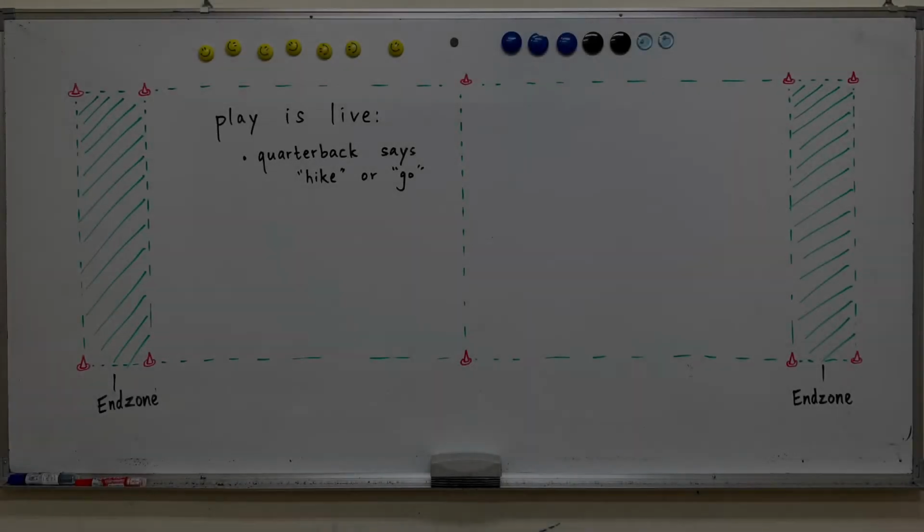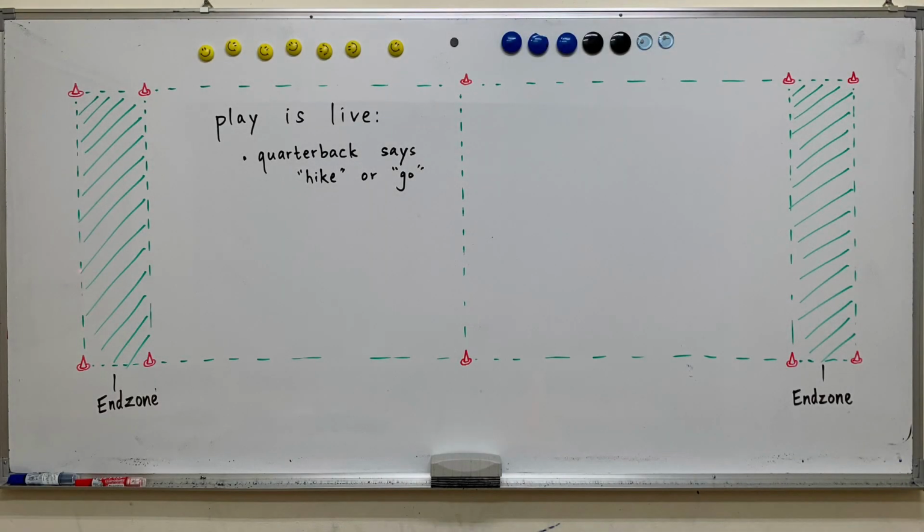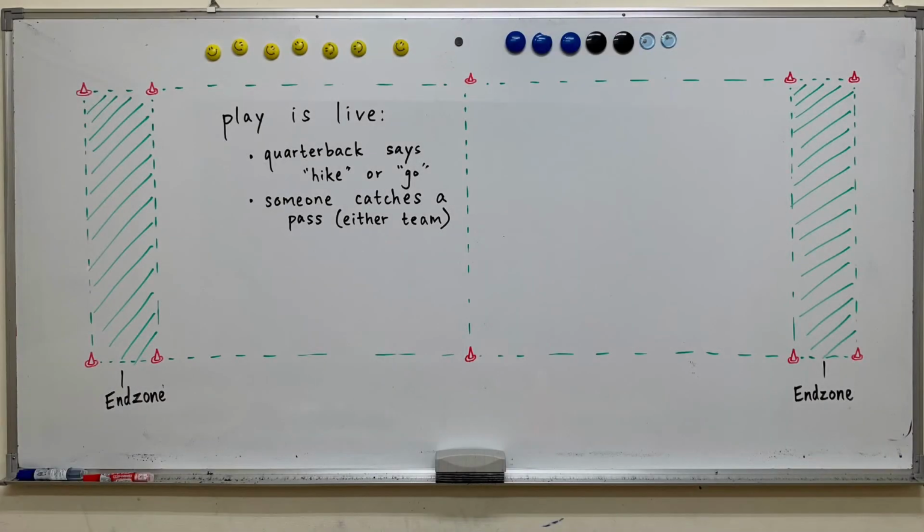The second way it could be stopped is if a pass is incomplete, which is a forward pass that no one catches. Third, someone could score, and fourth, the ball carrier could be down, which we talked about earlier. Now let's take a look at plays that could be made from the line of scrimmage. All plays begin with someone called a quarterback. That quarterback is the person who, if they chose to do a passing play, would be the passer. He or she says something like hike or go, and then could throw a forward pass from behind the line of scrimmage. It could be caught by either team, so let's take a look at it.